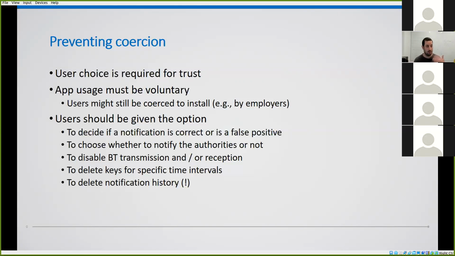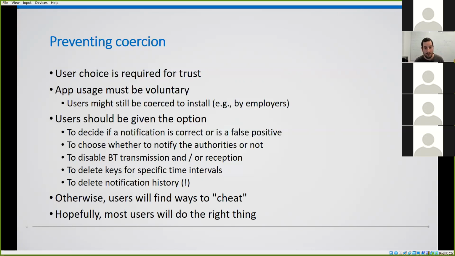For example, when I go to work, my employer might ask me to show my notification history, and if I decided a notification was erroneous, it still might not allow me to come to work. We want to give the user the option to delete this, so we can still show the application and show a clean sheet to the employer. And again, if we don't give these options, people will find a way to cheat. And we hope that out of solidarity or other reasons, most users will do the right thing. Otherwise, and this is a matter of public trust, I don't think that we have a chance in the first place.